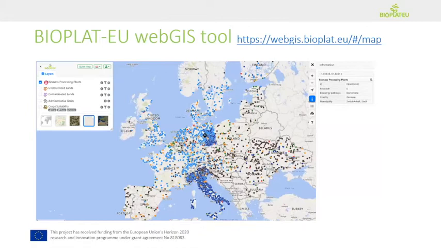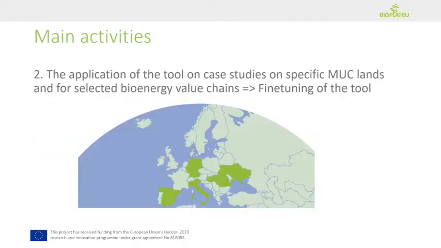So in this tool, of course, later my colleagues will explain in more details. But as you can see, we can visualize the MUC lands. And then we could select a crop, a value chain, and then we do a sustainability assessment. So this is the first part of the project.